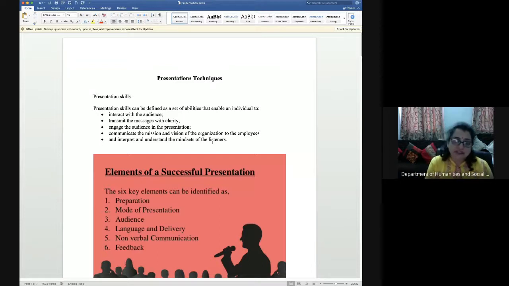So you have to understand the mindset of the people whom you are talking to, so that whatever you are saying, your content and text, is in regard to the people who are listening, so that they can connect with what you are saying. The content or the text should be connected to the audience, and for that you have to understand the mindset of the listeners.